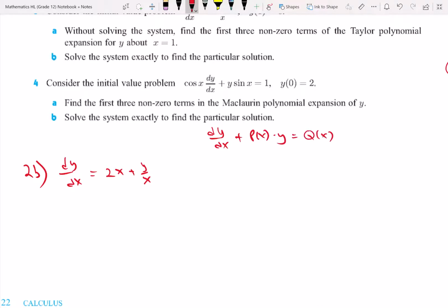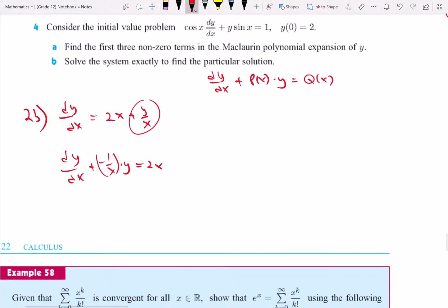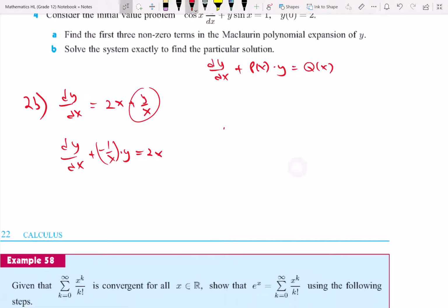And so in this case, we would need to move the y piece over. So you have dy dx plus negative 1 over x times y equals 2x. All right. And then what we have to do is calculate the integrating factor, which is always e to the integral of p of x, where p of x is that thing next to y. So in this case, it's e to the integral of negative 1 over x dx, which is e to the negative natural log x. You don't need the plus c.